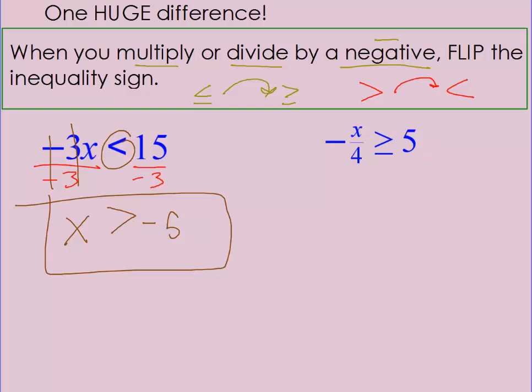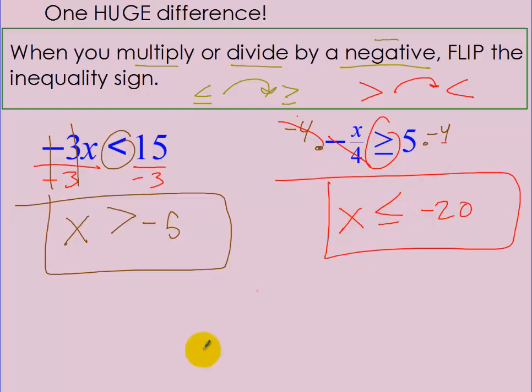On the one on the right, negative x divided by 4 is greater than or equal to positive 5. Well, I want to get rid of this negative 4 dividing, so I'm going to multiply both sides by negative 4. This cancels out those negative signs, and it also cancels out the 4, so I'm left with x on this side, and on the right, 5 times negative 4 is negative 20, but you must take this sign and flip it. So it goes x is less than or equal to negative 20.